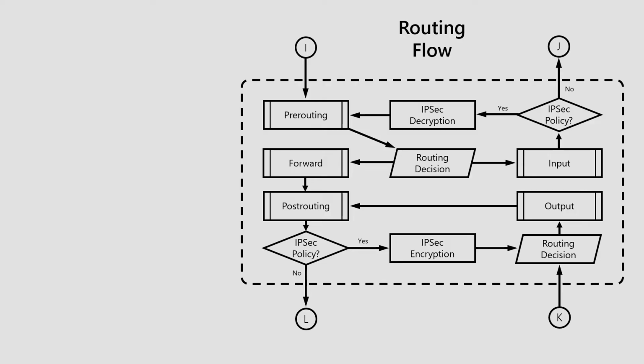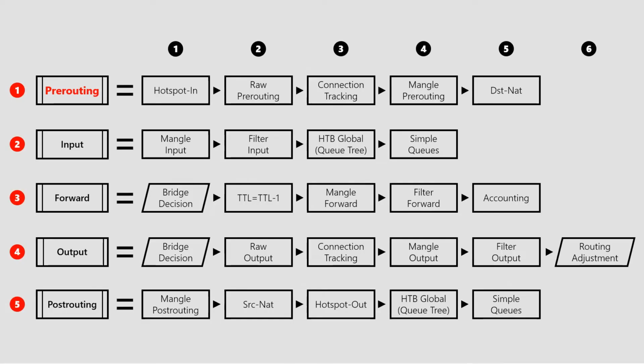If you remember, an incoming packet from the physical in interface of our router would enter the routing flow from point I and first hit the prerouting process. Prerouting consists of hotspot in, raw prerouting, connection tracking, mangle prerouting, and destination NAT.